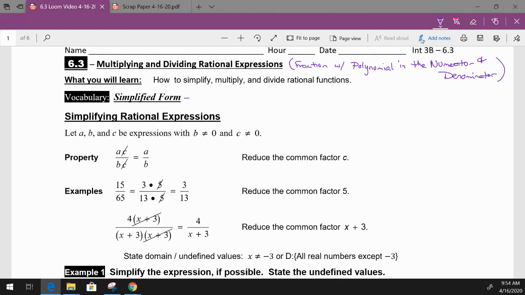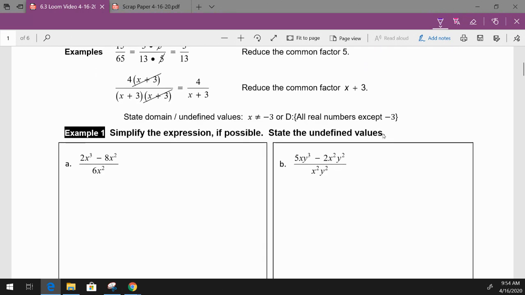So we've studied a lot about polynomials, but a rational function is going to have a polynomial in the numerator and denominator. If we look at some of these examples down here, you can see that this numerator, 2x to the third minus 8x squared, is a polynomial. 6x squared, that's a polynomial, but it's a monomial. It's a single term, where this is a binomial, but those are all polynomials. So you have a polynomial in the numerator and a polynomial in the denominator.